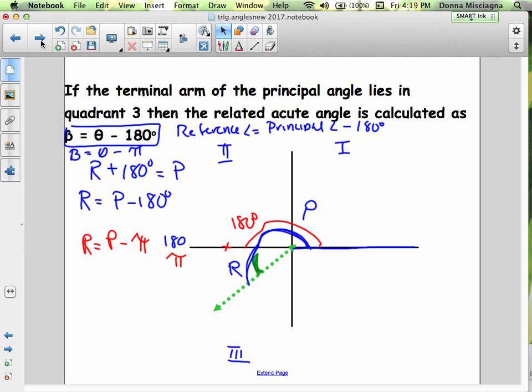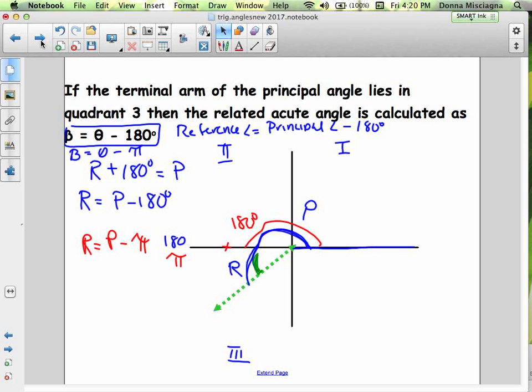If the terminal arm of the principal angle lies in quadrant 3, then our reference angle is calculated as, so notice here I'm past 180. Notice that if I take my reference angle and I add 180, I'm going to have my principal angle. And boy, wasn't my smartboard being a little finicky that day. Look at those arcs, for that red arc and that blue arc. Pretty pitiful, huh? But I'll leave it. So the reference angle plus 180 gives me my principal angle. So we want to solve for the reference angle. So if we subtract 180 from the principal angle, because we've gone more than 180 degrees, we're going to get our reference angle.